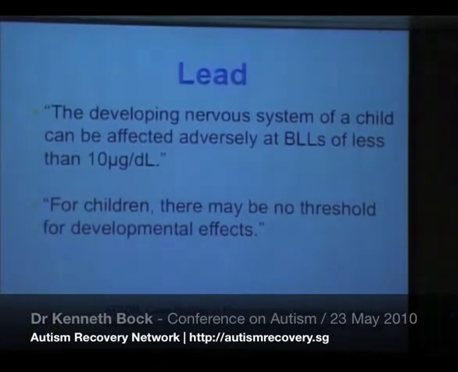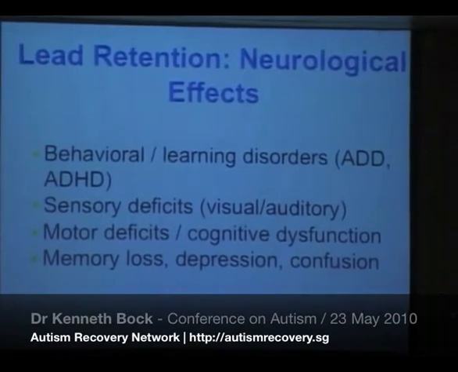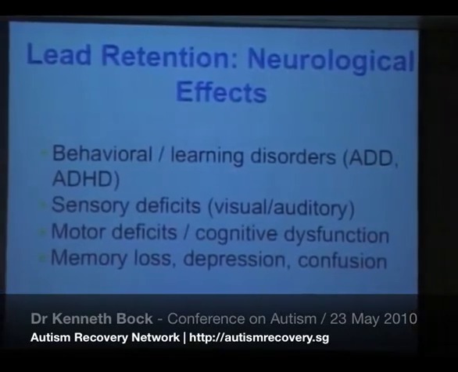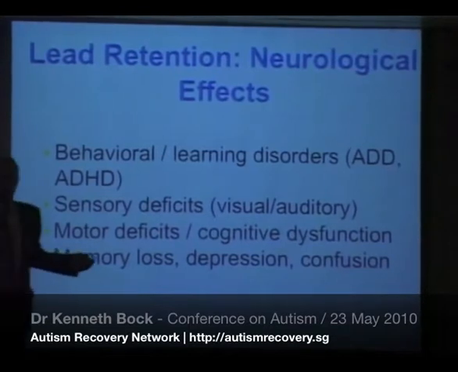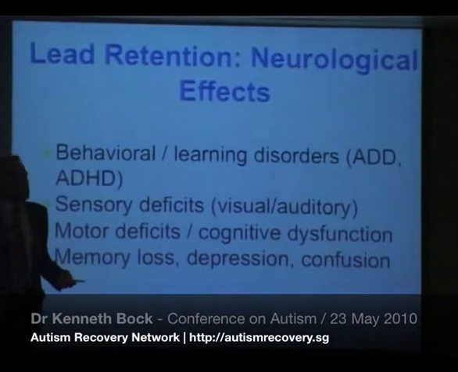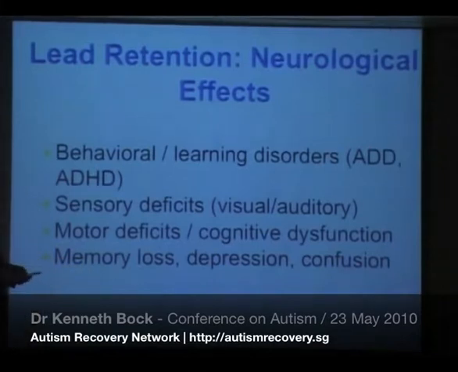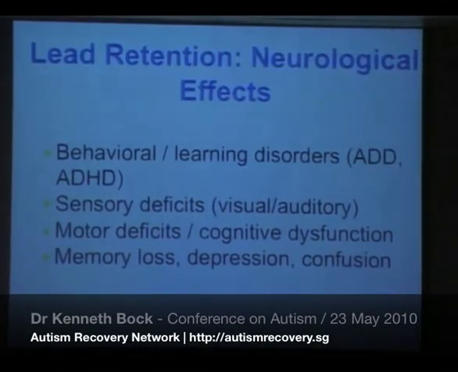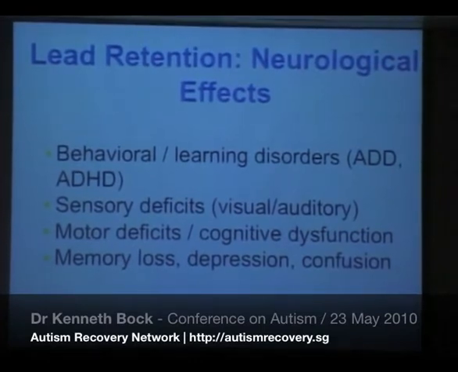Because of what happens in terms of lead retention in the tissues: it leaves the blood in about 35 days, so maybe 5, 6 weeks, 2 months. It leaves the blood and goes to tissues, and if you measure the blood, you might not even see it if the exposure is gone. But it can cause behavioral and learning disorders, ADD, ADHD, sensory deficits, kids with visual, auditory and sensory problems, motor deficits, cognitive dysfunction, memory loss, depression, confusion, a lot of things we see in kids on the spectrum as well as ADHD. Lead has a lot of neurotoxicity at low levels.